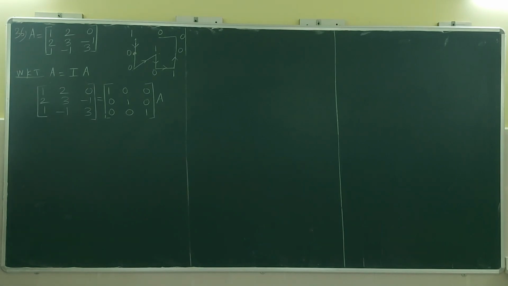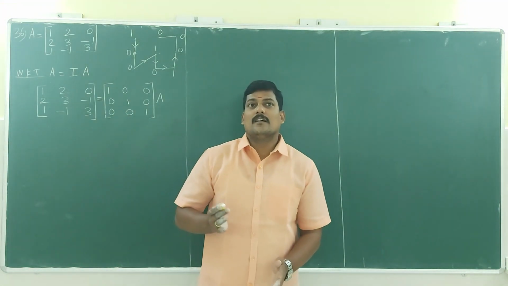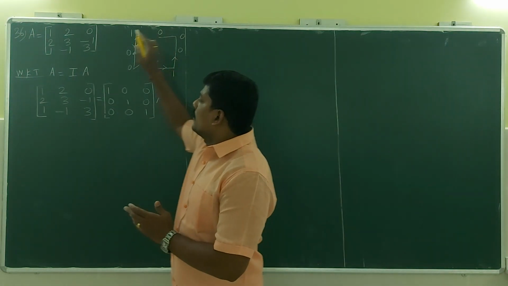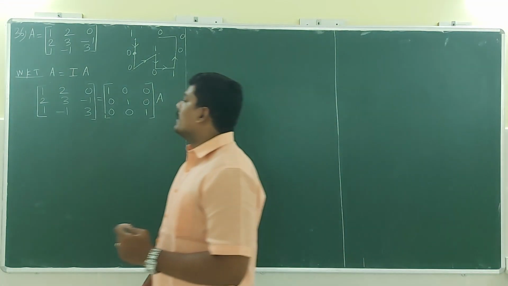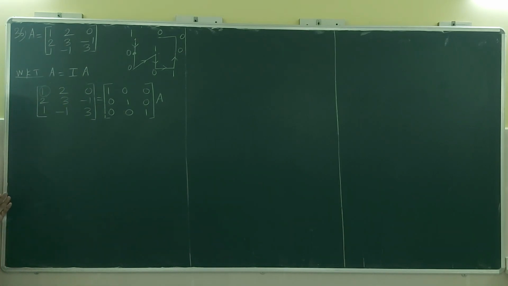Listen carefully. According to the pattern, once again, I will do this a little bit slowly. The first element should be 1, and it is already 1. So we proceed with the next element. This element and this element I have to target, so this and this must be 0.